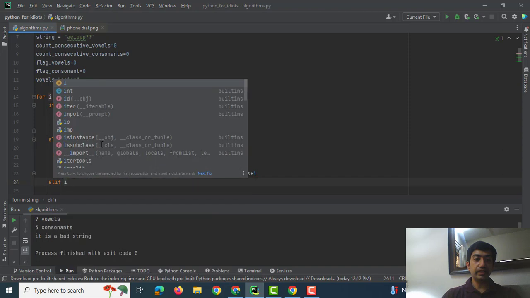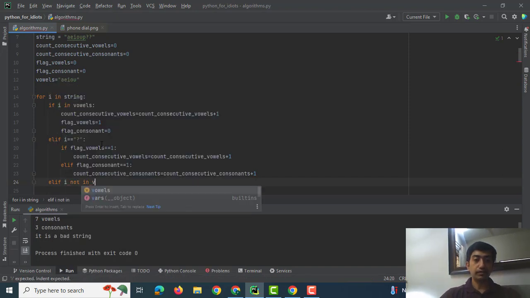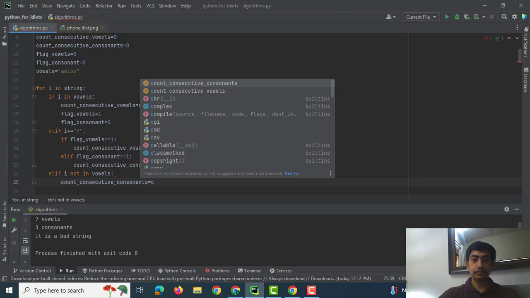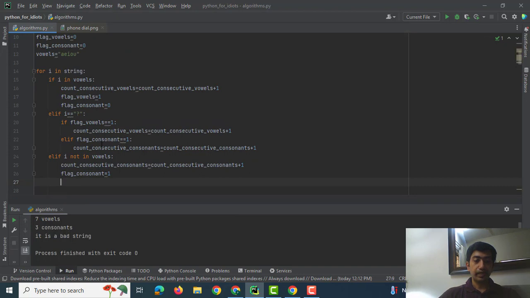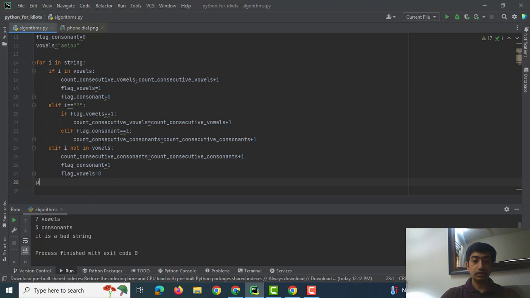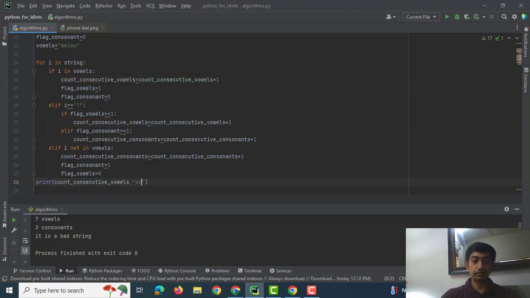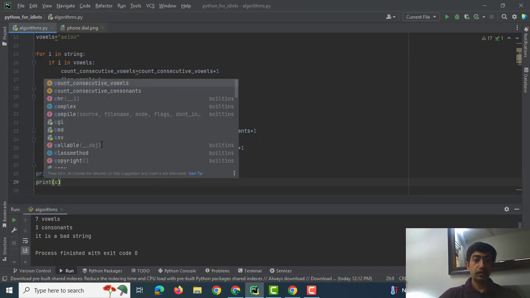Elif, if the character is not a vowel but a consonant, i not in vowels, then we increment the count consecutive consonant by 1. We update the flag consonant to 1 and flag vowels to 0. We print count consecutive vowels and print count consecutive consonants.